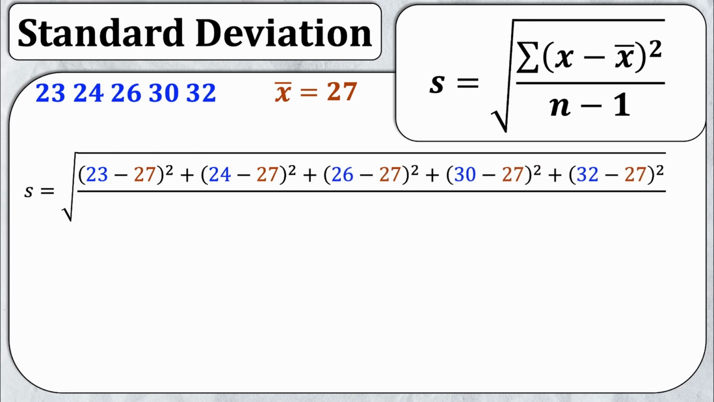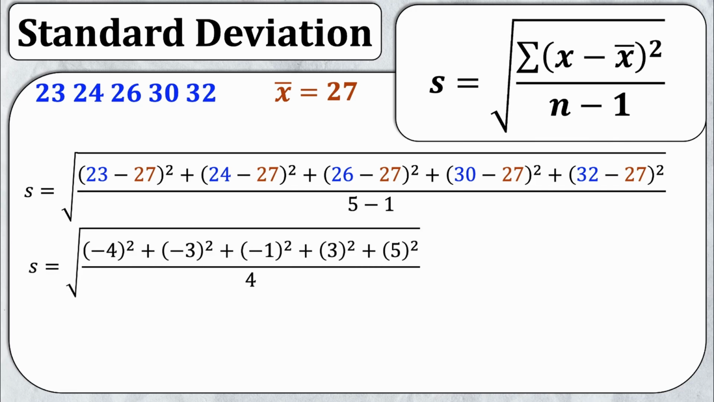So I have 5 numbers and I have 5 differences right here. And I'm going to divide that by n minus 1. Now n is the number of numbers there are, and minus 1 would just be 5 minus 1. So my next line, I'm just going to simplify all of those differences. So 23 minus 27 is negative 4. 24 minus 27 is negative 3. 26 minus 27 is negative 1. 30 minus 27 is 3, and finally 32 minus 27 is 5.